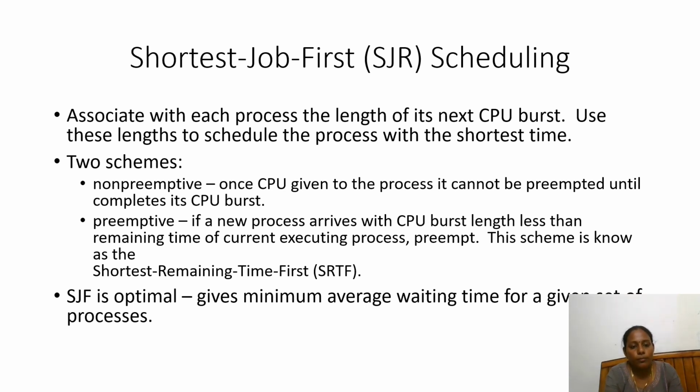There are two schemes, non-preemptive and preemptive. Non-preemptive means once the CPU is given to the process, it cannot be preempted until it completes its burst time. Preemptive means if a new process arrives with CPU burst less than the remaining time of the executing process, preempt. This scheme is known as shortest remaining time first. So obviously, shortest job first is much better and much more efficient than first come first serve.